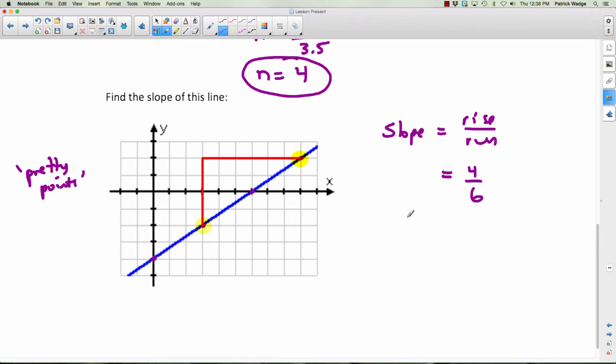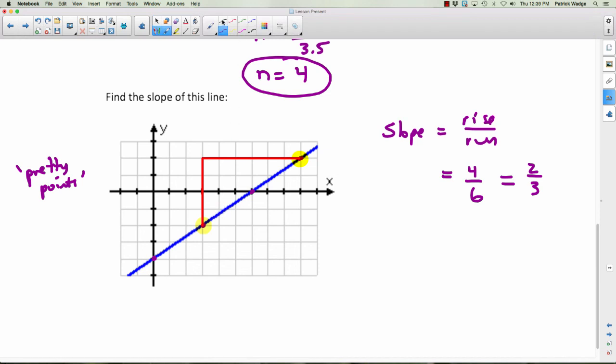But I don't really like that answer. You know why? It's not in lowest terms. What could you do to put it in lowest terms? Divide them both by 2. 4 divided by 2 is 2, and 6 divided by 2 is 3. I just want to really quickly show you, I'll do this very fast. I want to show you that it didn't matter whether we picked those 2 points or not. We could have picked any points.